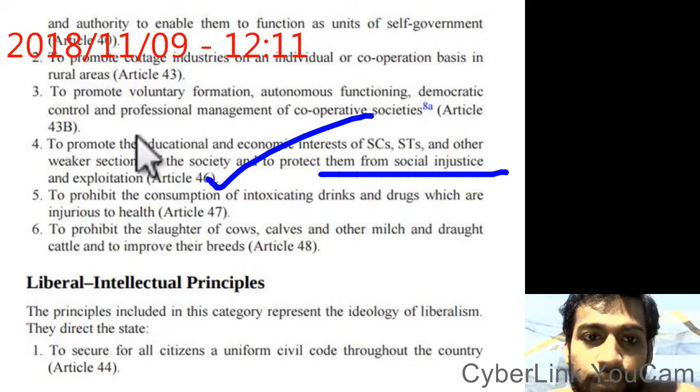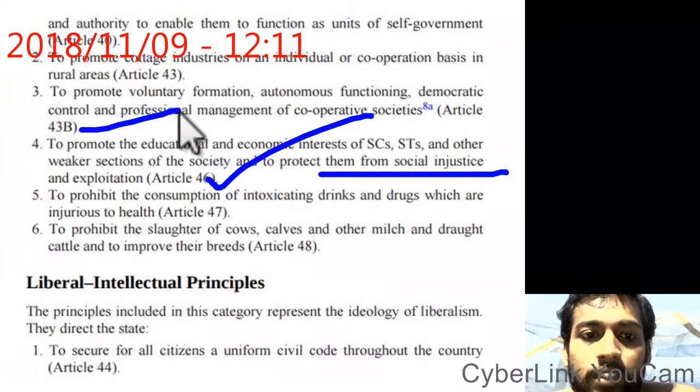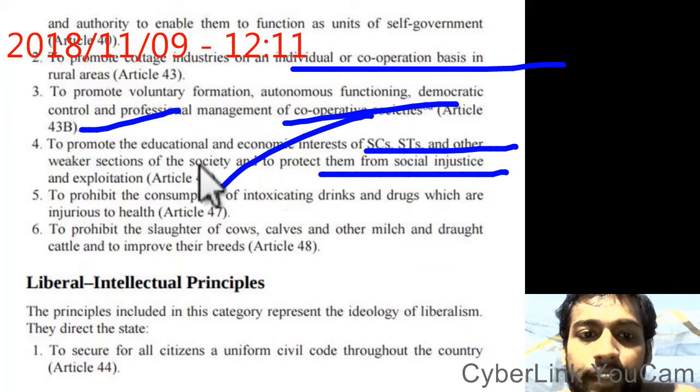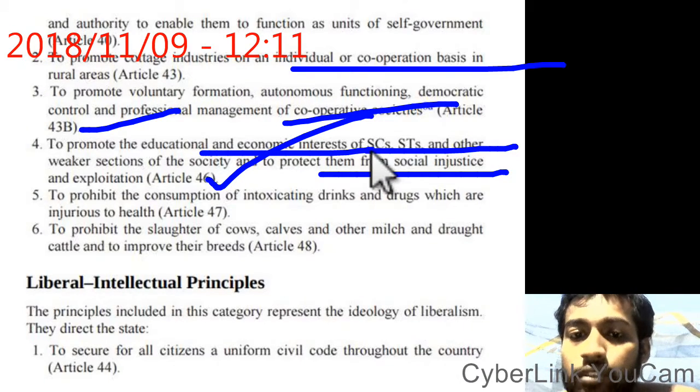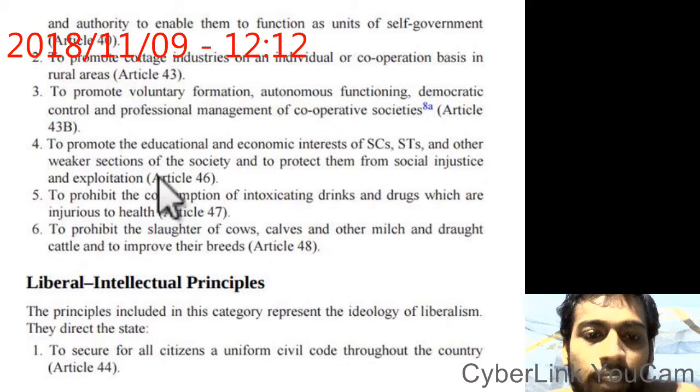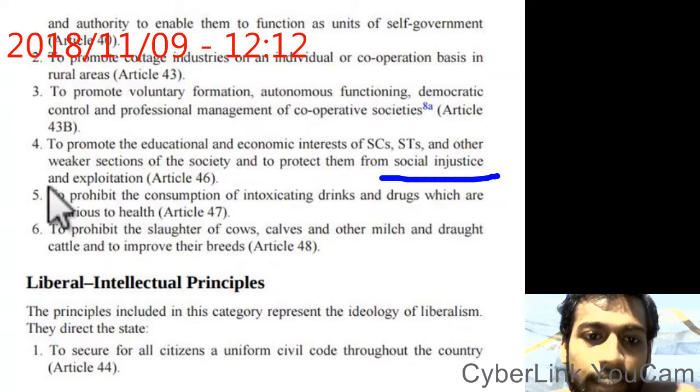Article 46. Article 43 is the cooperation basis of rural areas, and 43B is cooperative societies and their management. Article 46 is to upgrade economically, socially and educationally the SC and ST communities, the weakest sections of society, and protect them from social injustice and exploitation.